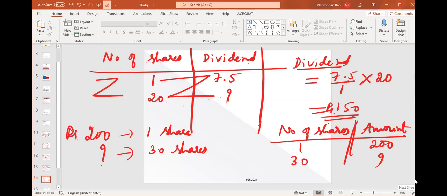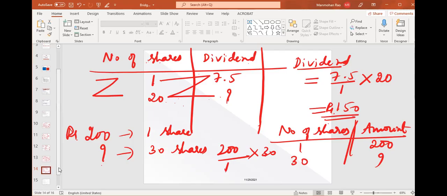How are you calculating with one in the denominator? Next is 200, 200 for one share. How much for 30 shares? That means you have to multiply. Because sometimes you always have confusion whether to divide by 30 or multiply by 30. So you always have to multiply. Use the cross multiplication.